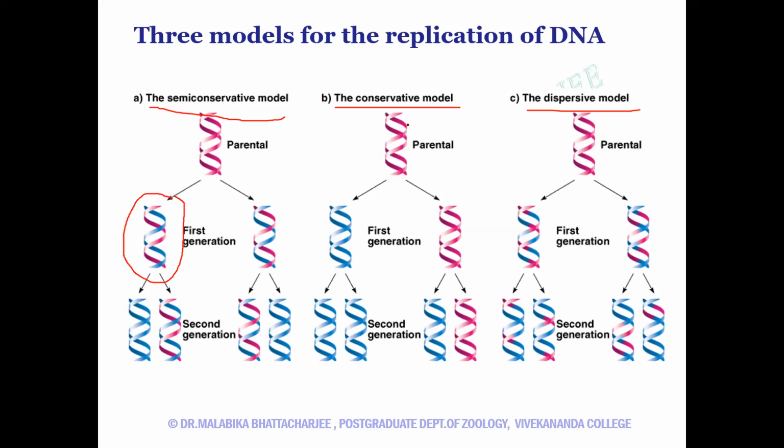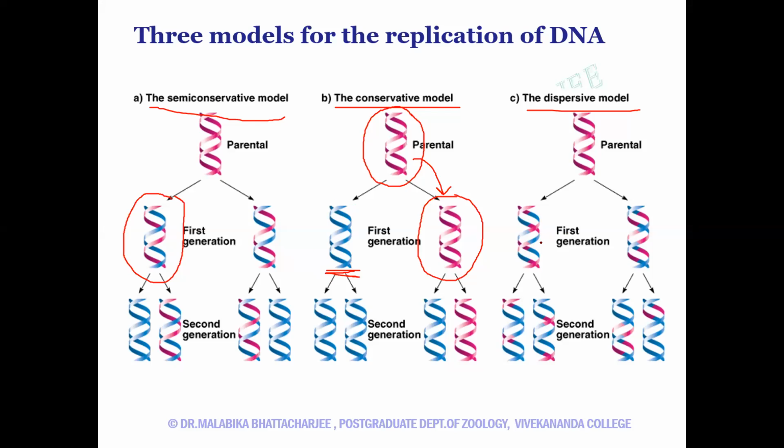Now coming to the conservative model. What is the conservative model saying? The conservative model is saying that the parent DNA molecule is conserved. So if this is the parent, you can see this is totally conserved in this form. So this is the first generation. So the parental DNA molecule is conserved, and a single daughter double helix is produced consisting of newly synthesized strand. So this is a newly synthesized strand. There is no trace of the mother strand in this one. This is the conservative model.